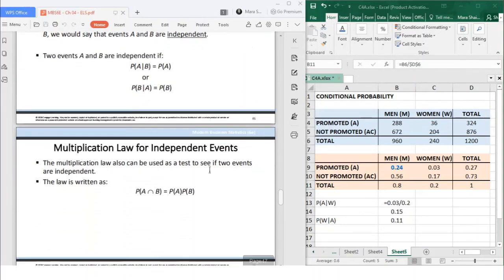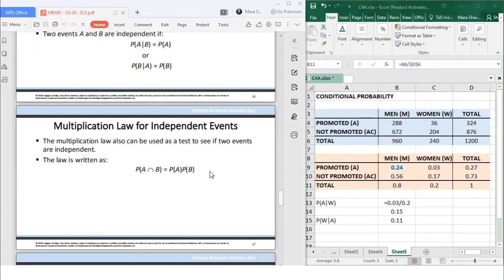Now, for multiplication for independent events, you simply multiply the two probabilities of the two events. So, probability A multiplied by the probability B.